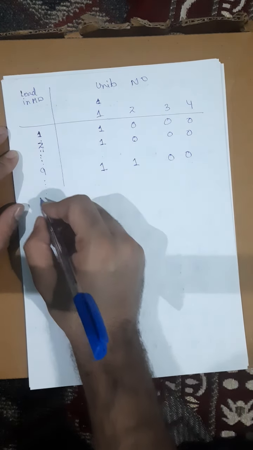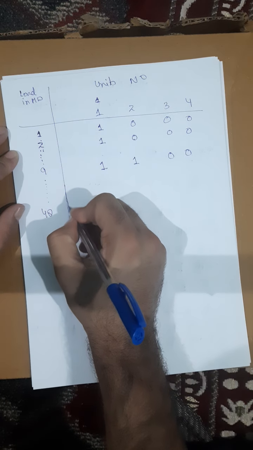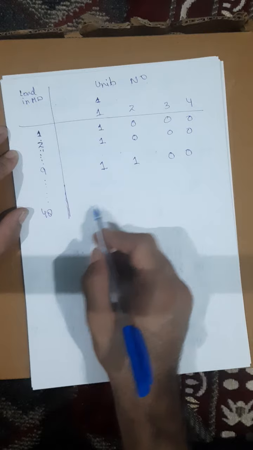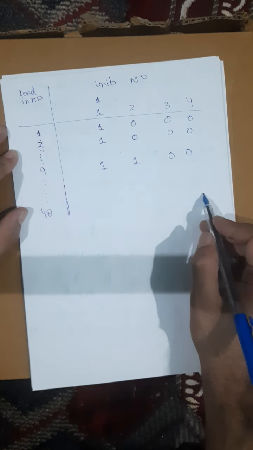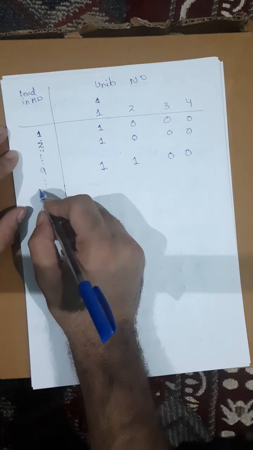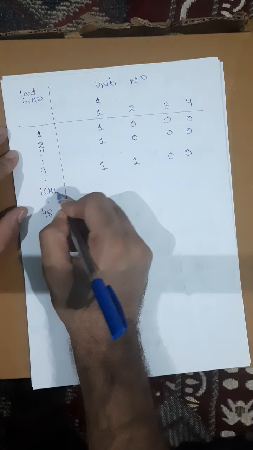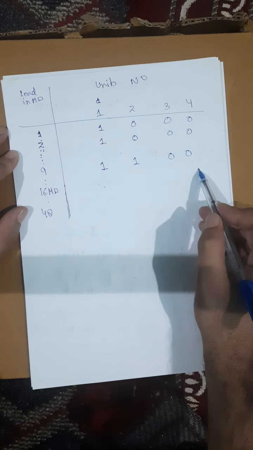Similarly, the power goes from 0 to 48 megawatt. If I increase the load up to 48 megawatt, how many units are participating? Definitely all 4 units will participate. Suppose I want to calculate it for 16 megawatt. You will draw this table and tell me for 16 megawatt which units are participating and which units are not participating.